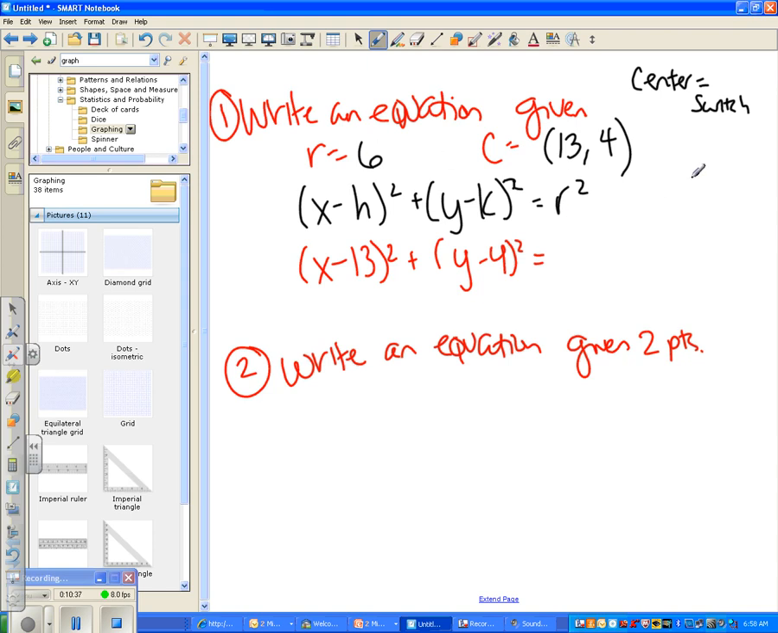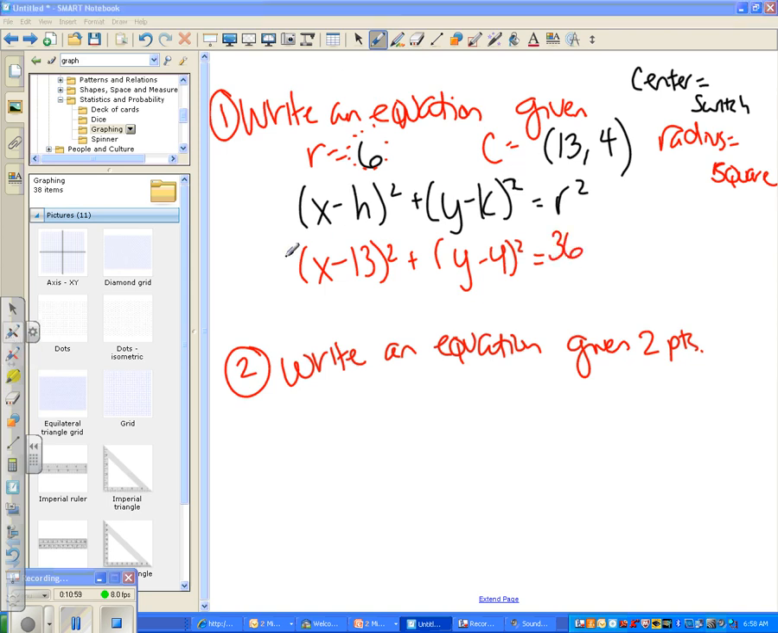And your radius, remember for your radius, it's not going to be 6, it's going to be r squared. So you need to square whatever the radius is. So instead of 6, it's going to be 6 squared, which is really 36. Okay, so that's how you write your equation given the radius and the center. So try this one. Try the radius equals 1 and the center equals negative 2, 3. Okay, and I'll check this one tomorrow.